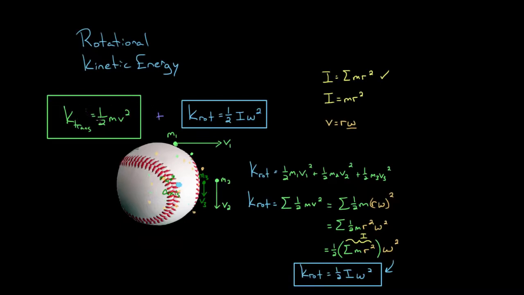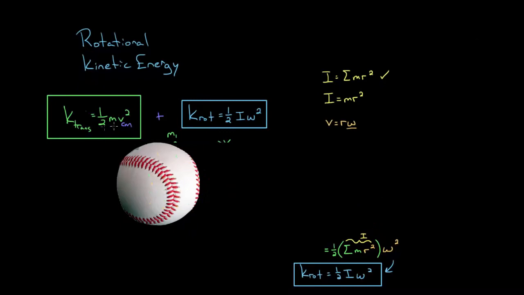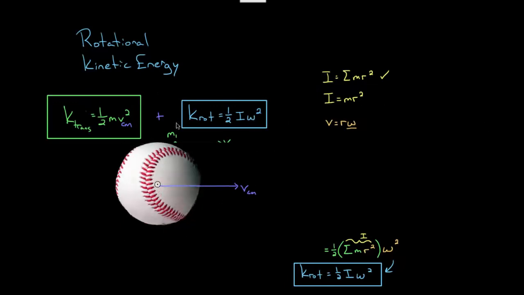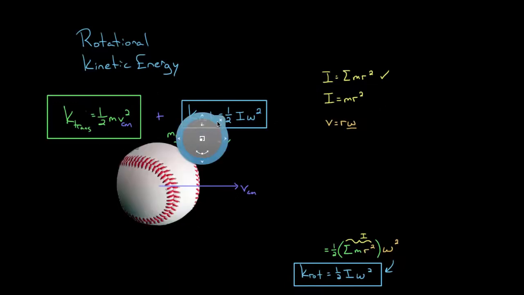If I just take the translational 1/2 mv squared, and this would then be the velocity of the center of mass. So you have to be careful. Let me make some room here. If you take 1/2 m times the speed of the center of mass squared, you'll get the total translational kinetic energy of the baseball. And if we add to that the 1/2 I omega squared, so the omega about the center of mass, you'll get the total kinetic energy, both translational and rotational. So this is great. We can determine the total kinetic energy altogether, rotational motion and translational motion, from just taking these two terms added up.